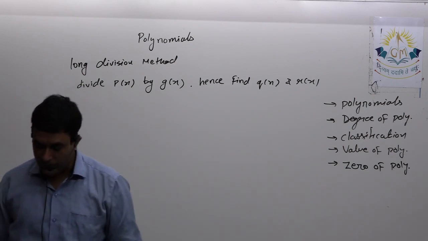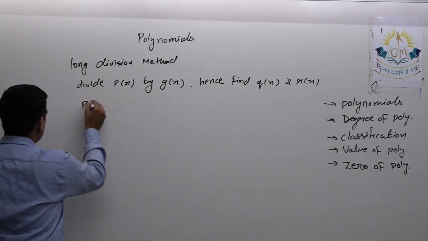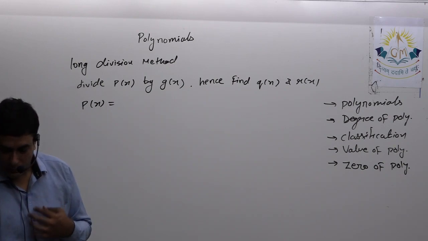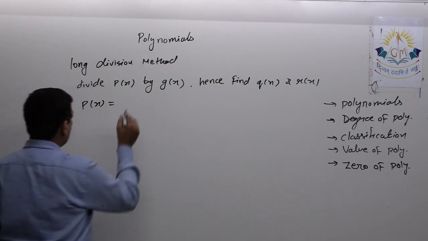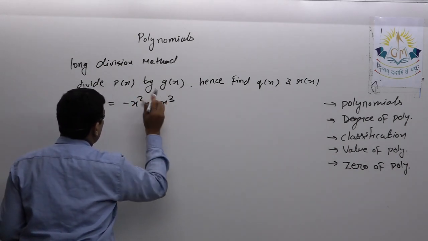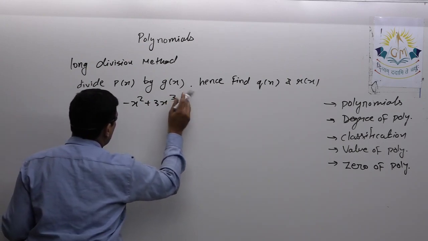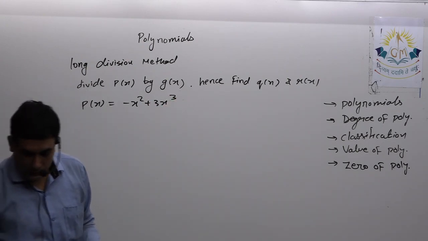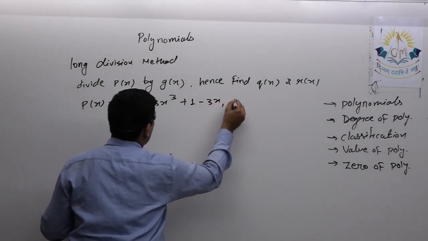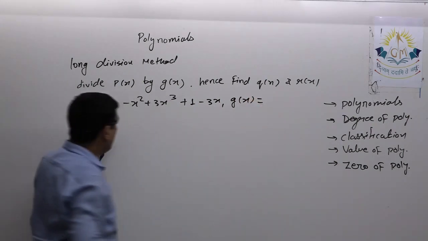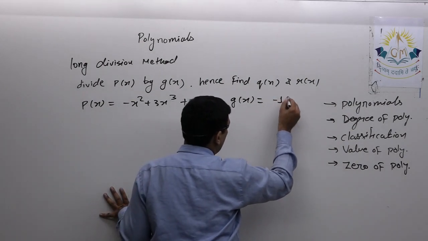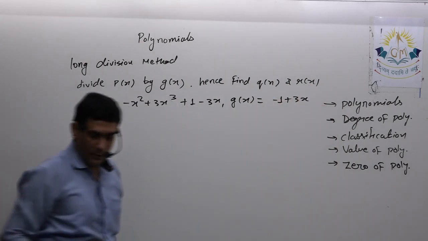Suppose we take p(x) equal to 3x cube minus x square plus 1 minus 3x, and g(x), by which we are going to divide p(x), is 3x minus 1. These are the two polynomials.